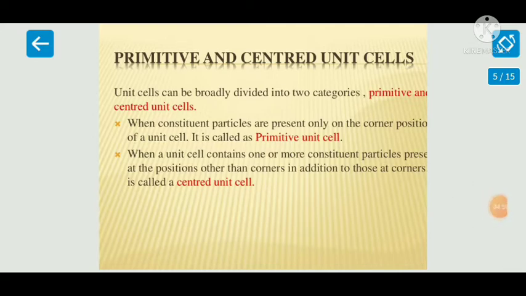A primitive unit cell is a unit cell which has only one lattice point in a crystal. For the centered unit cell, the constituent particles of a crystal lattice are present at positions other than the corner. So this is the main important point: other than the corner, in addition to those at the corners. This is known as the centered unit cell.